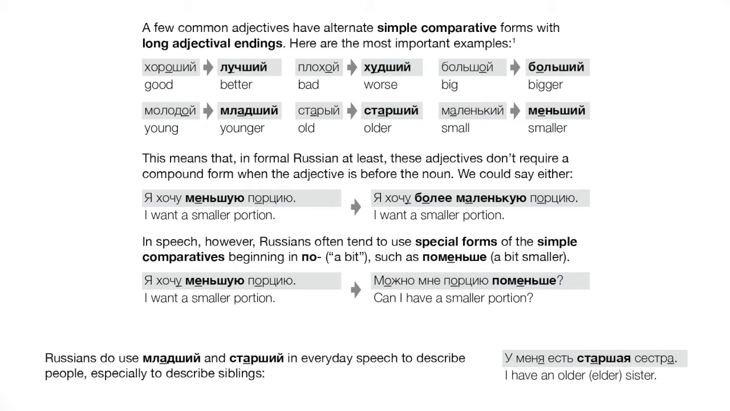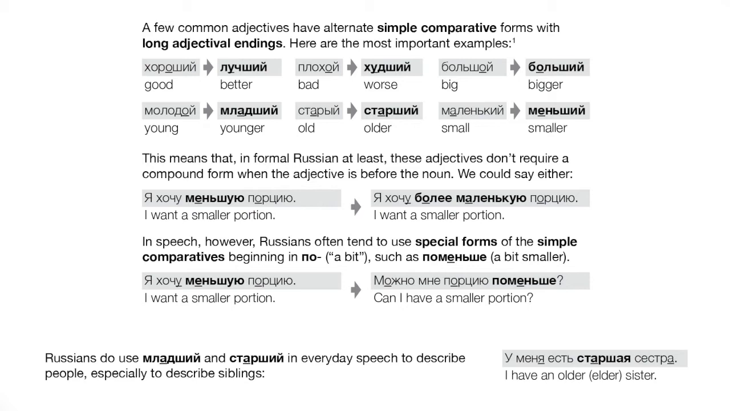So for I want a smaller portion, it just so happens that small does have this adjectival form. So we can say, я хочу меньшую порцию, or we could always use a compound, right, and say, я хочу более маленькую порцию. Okay, but if we used one of these, for example smaller, in the predicate position, we wouldn't use меньшую, right? So we wouldn't say, for example, можно мне порцию меньшую, right? You could, but it sounds a bit weird.